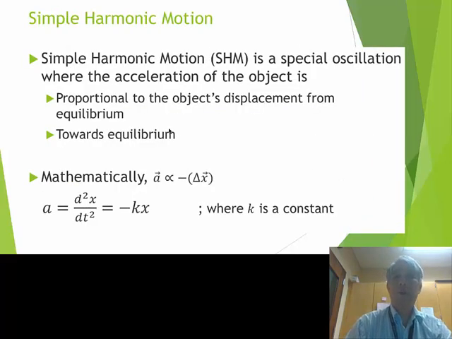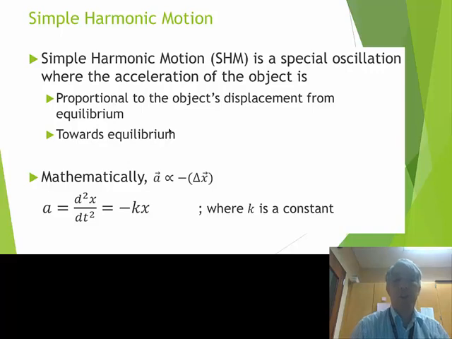Simple harmonic motion is going to be a special type of oscillation where the acceleration of the object is proportional to the object's displacement from equilibrium. So the farther it is from equilibrium, the greater the force, and it's going to be proportional. And the direction of that acceleration is towards equilibrium. So it's always what we describe as restorative, always trying to get back to that middle point.